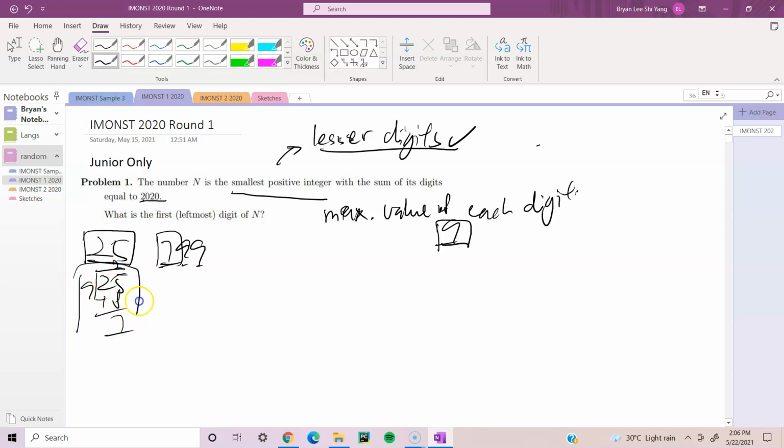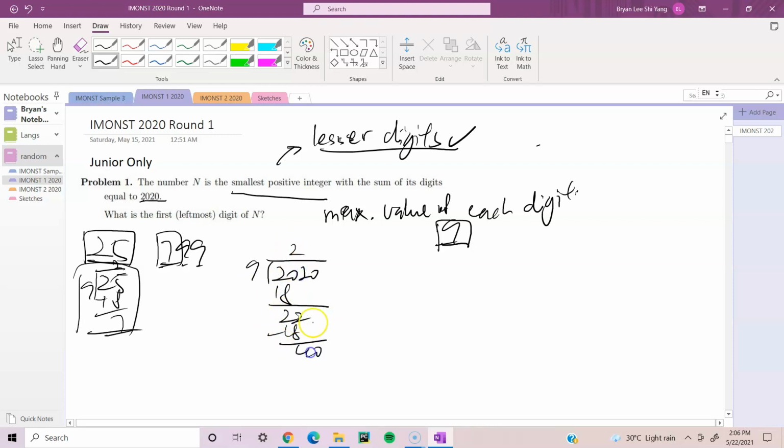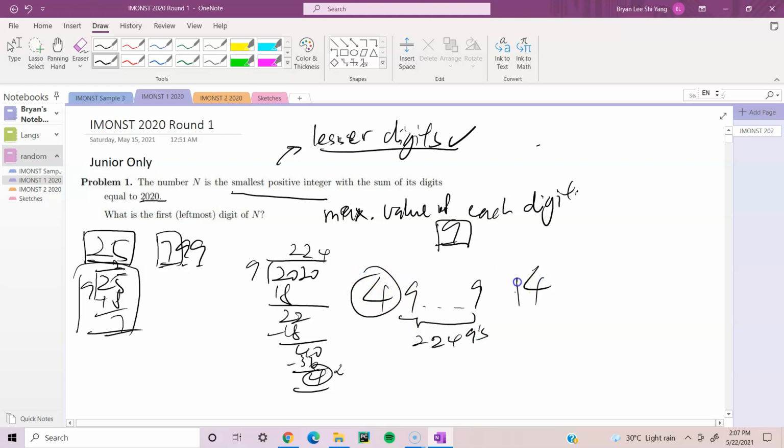So using this, we can perform the same action on 2020. Since we want a lot of 9s, we will have 18, so this is 2, and then this is again another 2. Then we have 4, so the remainder is 4, meaning that the smallest positive integer n would be something like 49999, with 224 9s. So what is the leftmost digit of n? We can see here it's 4. Very obvious answer. Hope you guys don't have much difficulty.